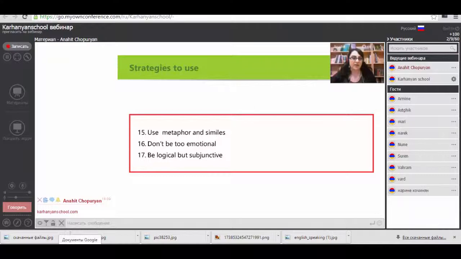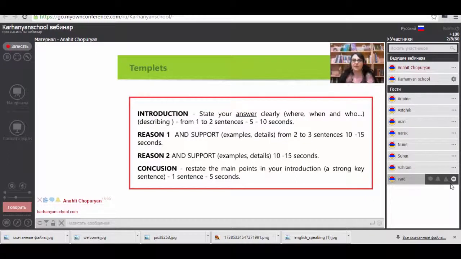Okay, so I hope that the part with using the strategies was pretty much clear to you. Now let's go to the template, the outline, the action, so how you should organize your speech. Of course, it must have an introduction. In the introduction, you must state your answer clearly: where, when, who. Just don't start from the general. Clearly, where, when, and who. And then you describe. You can also start from describing.